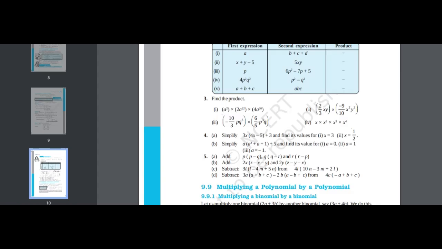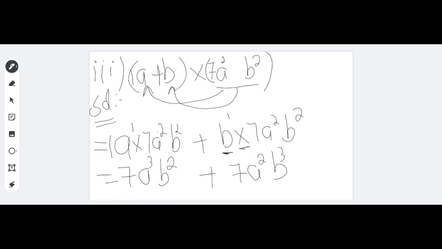Number 2 says complete the table. First expression, you can solve this table in your textbook. This is the first expression and this is the second expression. We have to make a product. Do you understand? What kind of question is this? No, ma'am. Okay, basically they didn't provide any expression here. They just separated the expression. We have to multiply them and write the answer in the table. I will do this and you will understand. If you don't, then you can ask the question.